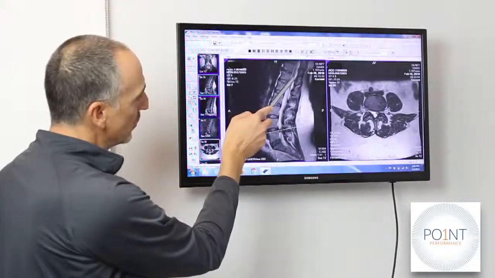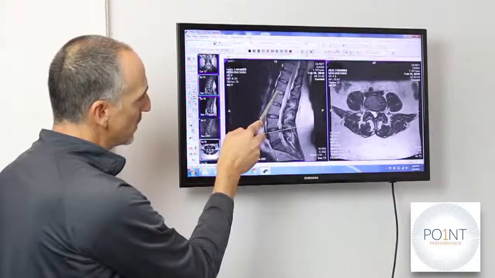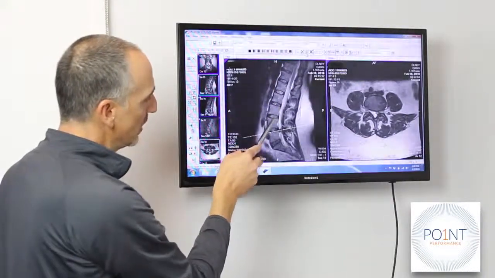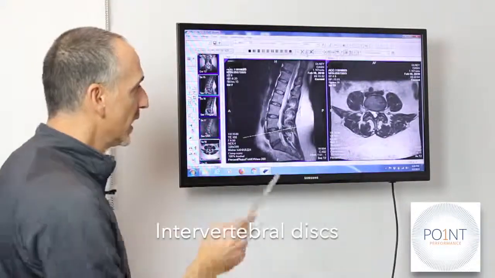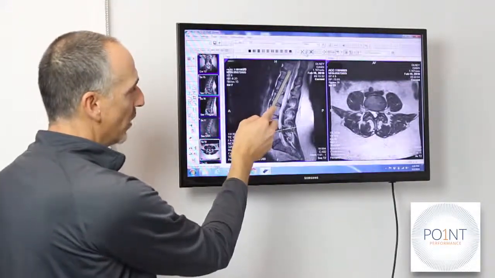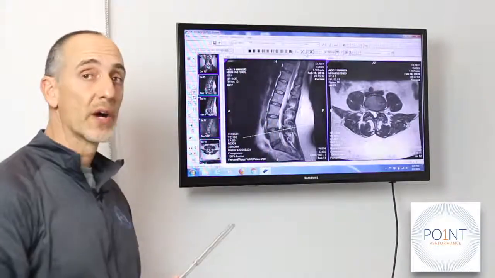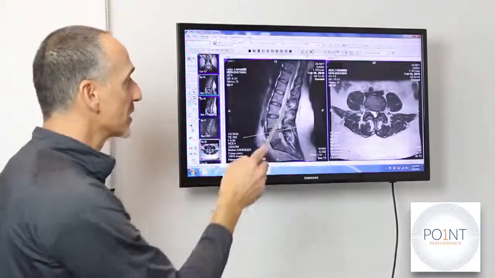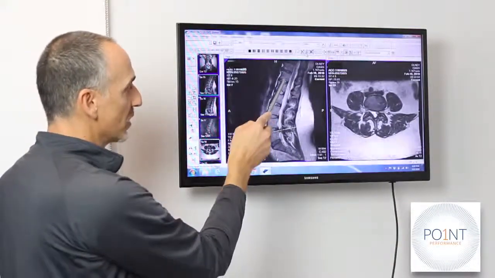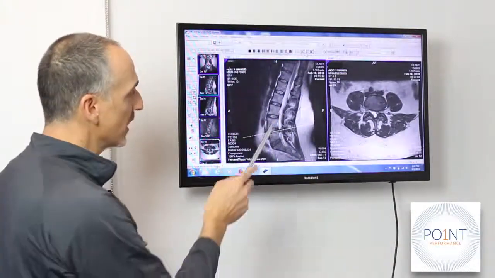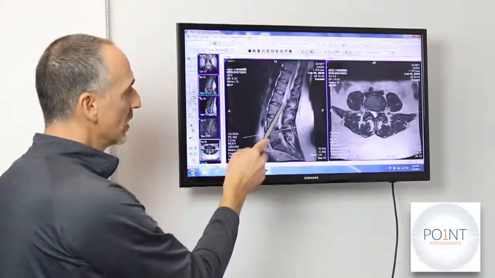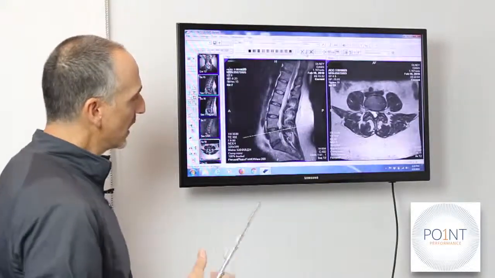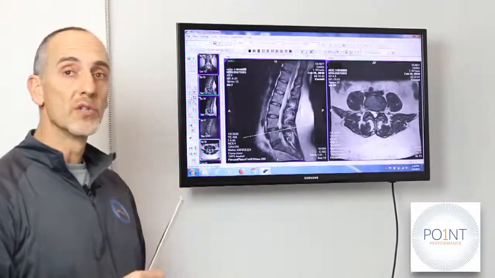I'll point you to these spherical shaped structures that exist between the vertebrae. Those are the intervertebral discs. You've all heard of discs before, and these are examples of healthy, beautiful looking discs. Normally as we go down the spine, the discs get larger in size. This one is larger than this one, which is larger than this, and so forth as we go down the spine. The discs are lighter in the middle because they're very well hydrated, and they're darker on the outside because there's fibrous tissue that surrounds the disc, and that appears dark on this MRI image.